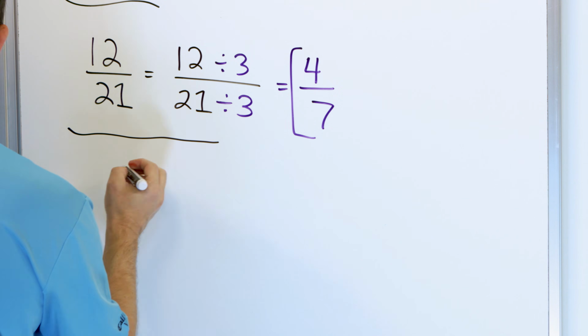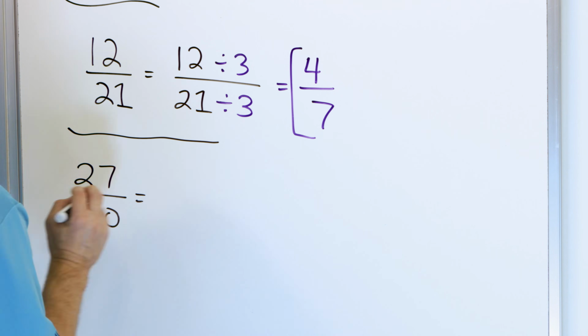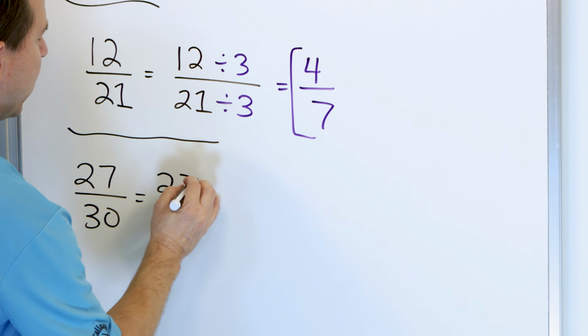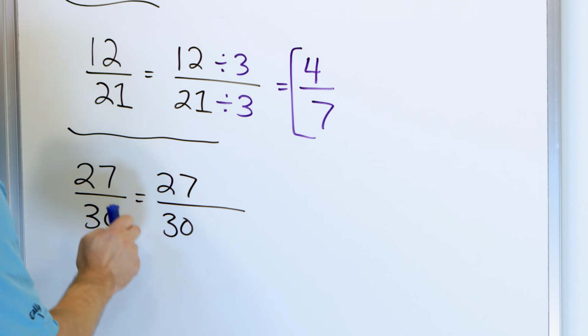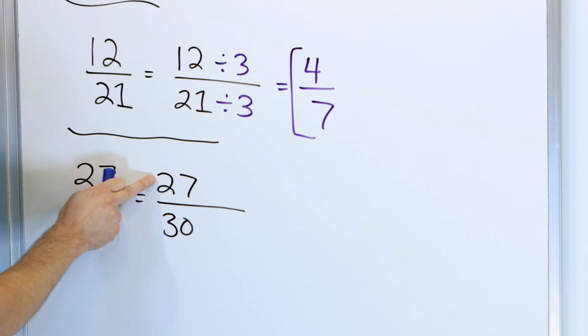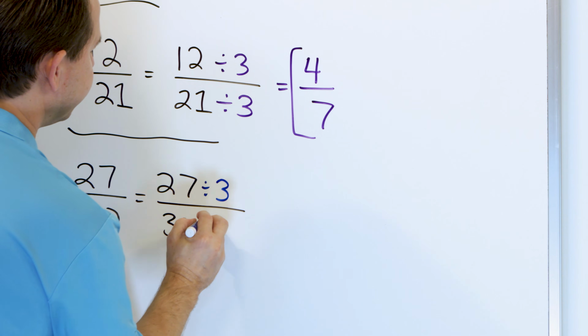All right, for our next problem, let's take a look at 27/30. I want to put that into simplest form. So let's think about what can we divide by on the top and the bottom. I cannot divide by 2 on the top and the bottom because this is not an even number. It won't divide. But I can divide the top and bottom by 3.